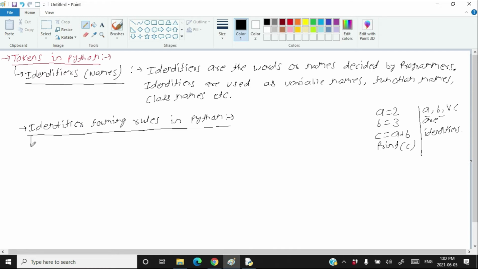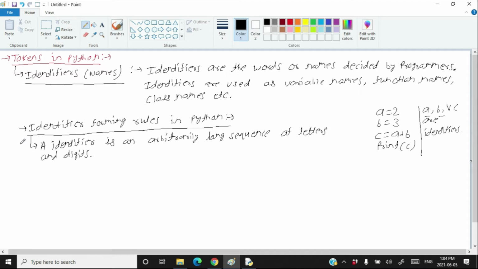The first rule: an identifier is an arbitrarily long sequence of letters and digits. Here our identifier has just one letter. Therefore, this is a valid identifier. But this is not the only rule of identifier forming. We have various other rules also.